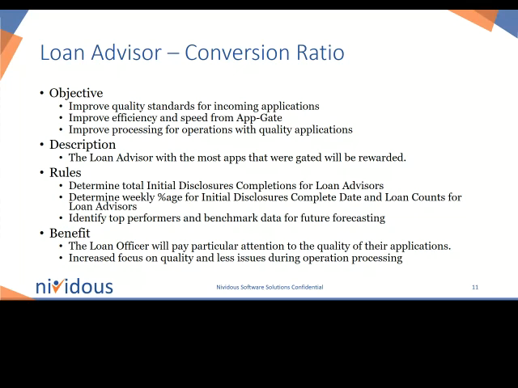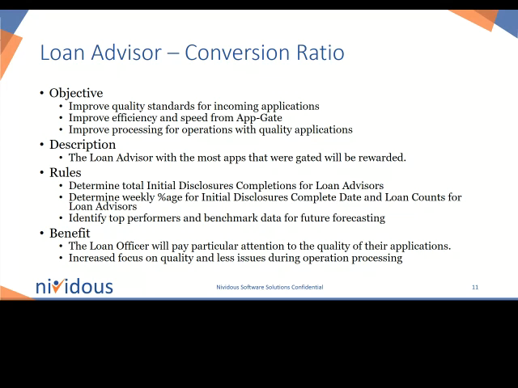Secondly, speed. Definitely, there's a lock period involved with the mortgages, and also the closing needs to be done within the time frame, so improving the efficiency of our process and the speed from app to gate is very important. And then improving processing for operations with quality applications, providing the quality information and then getting the quality out of the operations as well.